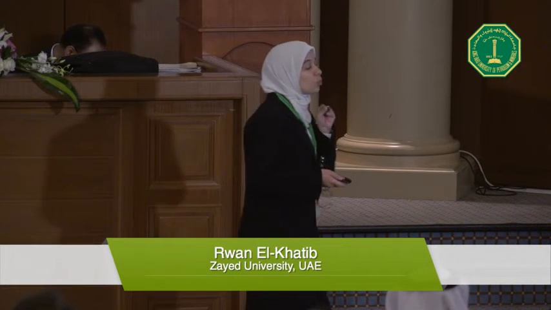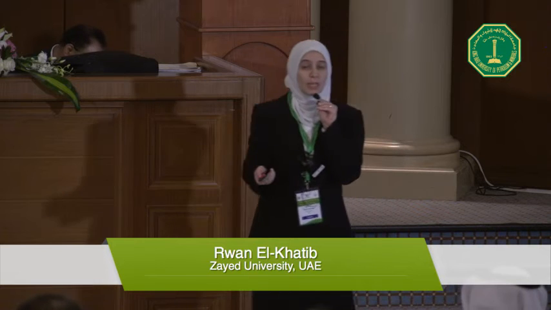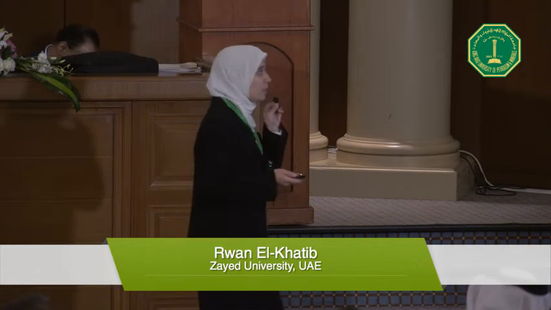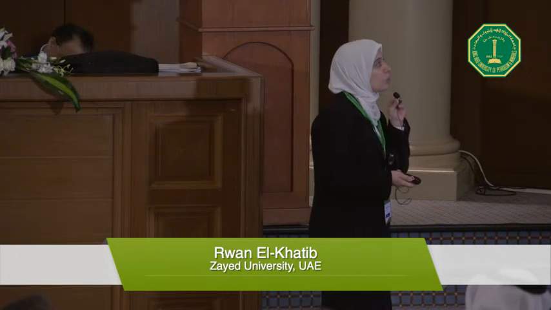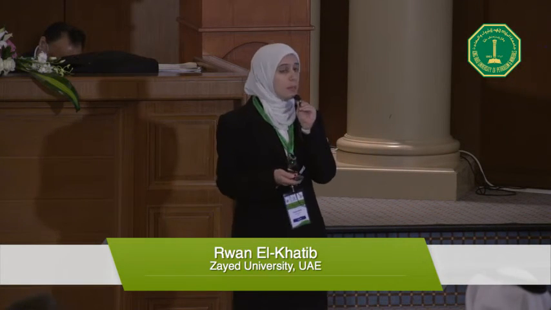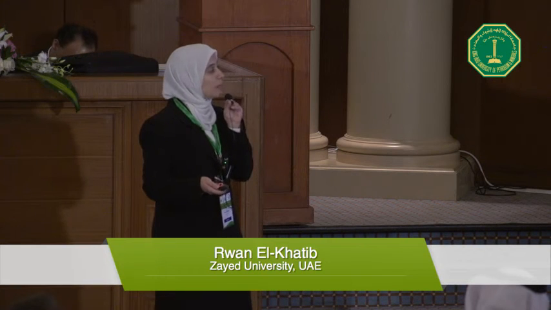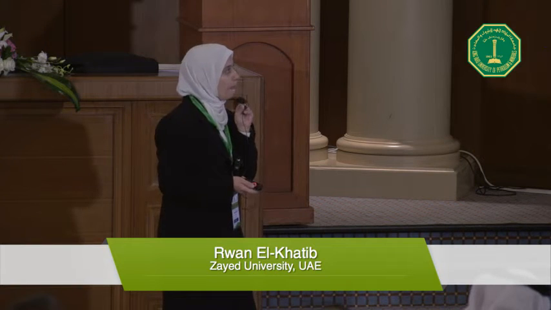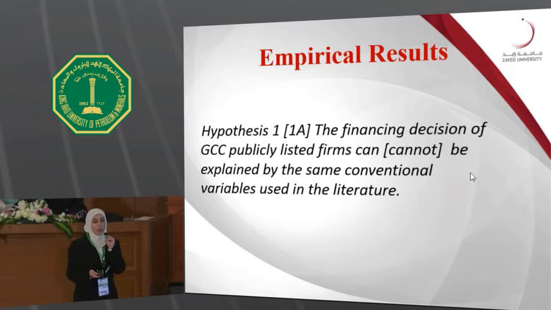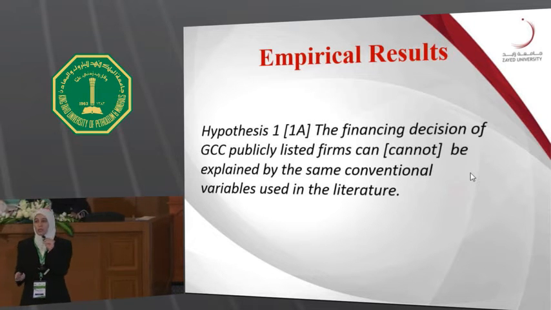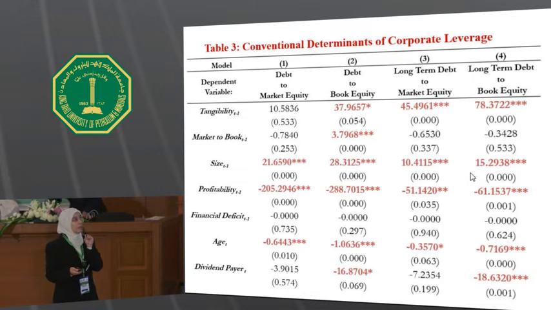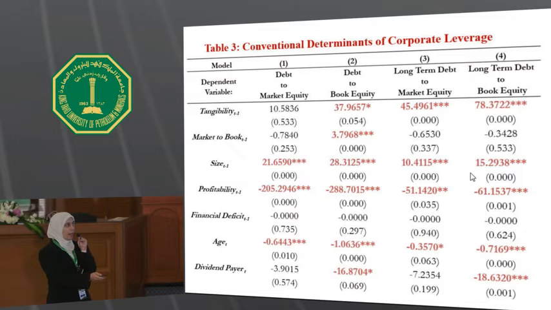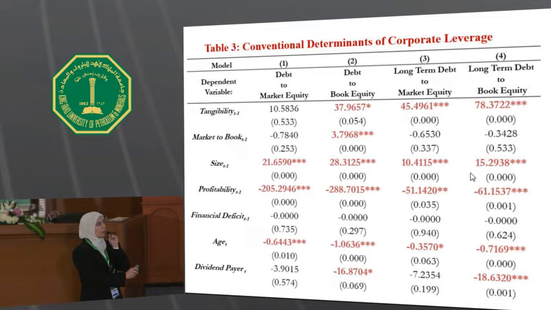I will jump immediately to the empirical results, and what I'm basically testing are 3 major hypotheses. So my first hypothesis is simply that the financing decision of GCC publicly listed firms can or cannot be explained by the same conventional variables that are used in the literature. In order to test this hypothesis, I follow exactly what traditional literature does, and I am testing it here under 4 different scenarios. Those are the 4 columns that I have. This is part of the table, just to make it clear.